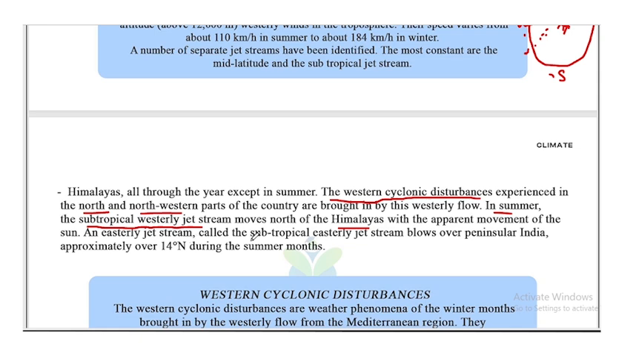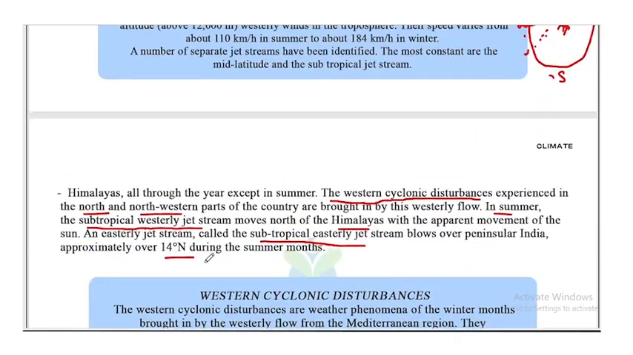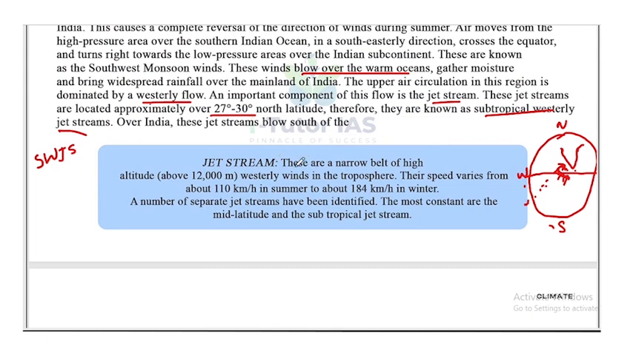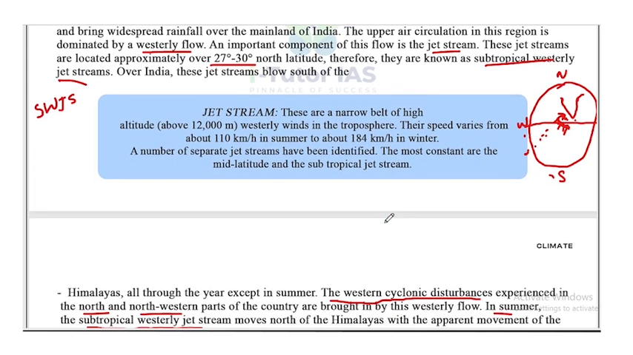An easterly jet stream called subtropical easterly jet stream blows over peninsular India approximately over 14 degrees north during the summer months. Now, what are jet streams? These are a narrow belt of high altitude westerly winds in the troposphere. The speed varies from about 110 km per hour in summer to about 184 km per hour in winter. A number of separate jet streams have been identified. The most constant are the mid-latitudinal and subtropical jet stream.